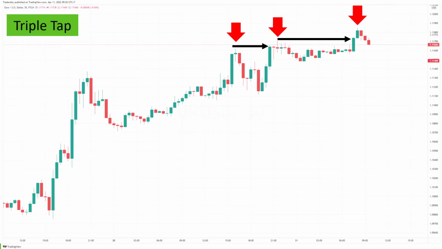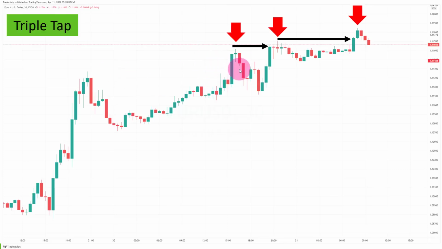Triple tap, one of my favorite patterns. It's a very, very important pattern to note. The triple tap can help you understand when trends are likely to end and to be over. Ideally, you want to look for a triple tap in an existing trend. So if the market has been trending for a long time and then you see a triple tap, that's where you want to really get interested.